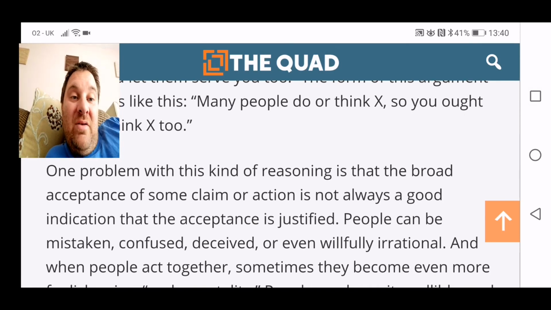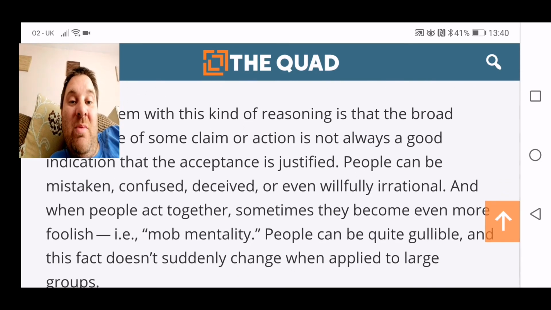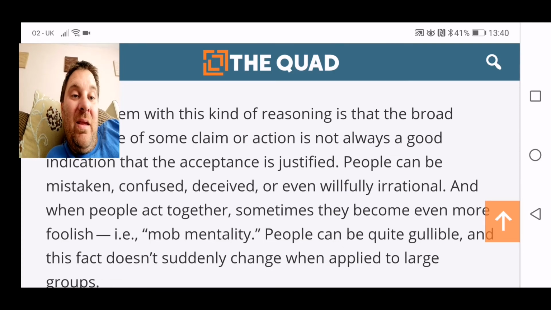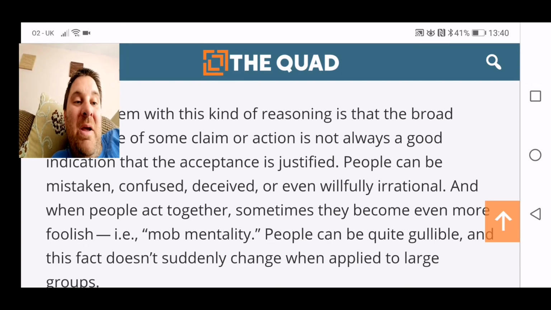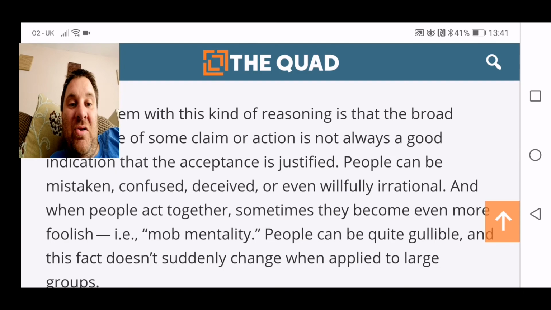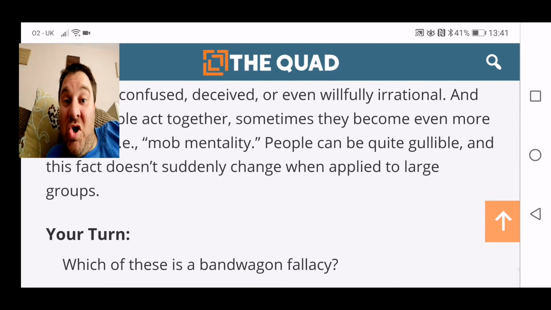One problem with this kind of reasoning is that the broad acceptance of some claim or action is not always a good indication that the acceptance is justified. People can be mistaken, confused, deceived, or even willfully irrational. And when people act together, sometimes they become even more foolish, i.e. mob mentality. People can be quite gullible, and this fact doesn't suddenly change when applied to large groups. I think it gets worse when you're in a large group.